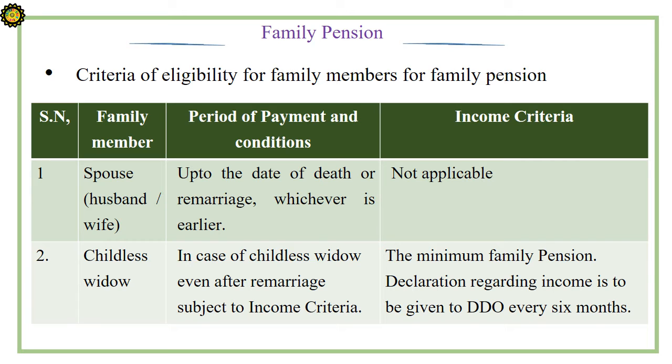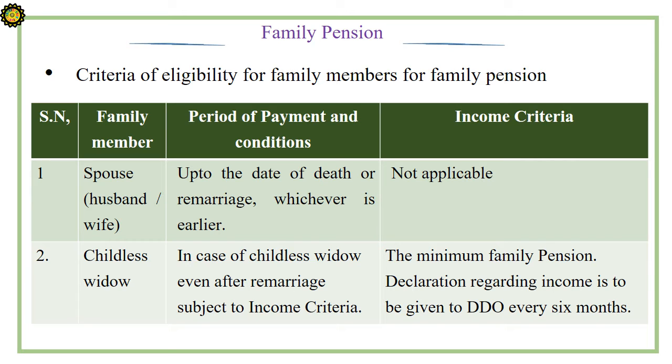Criteria of eligibility for family members for family pension. Spouse, husband or wife. Period of payment and conditions: up to the date of death or remarriage, whichever is earlier. Income criteria not applicable. Childless widow. Period of payment and conditions: in case of a childless widow, even after remarriage, subject to income criteria.